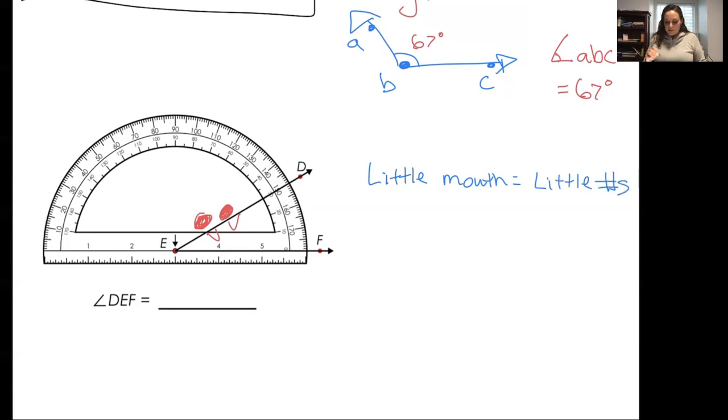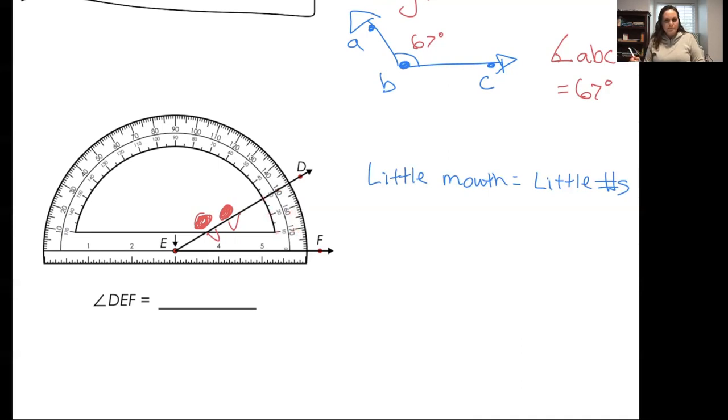So if I look inside my protractor in this space, I've got two different sets of numbers that we were talking about before. I've got numbers out here that are 170, 160, 150. Then if I look on the inside, I've got 10, 20, 30. If I've got a little mouth, I want to use the little numbers to help me figure out what degrees or how much he's eaten. So which do you think are the little numbers? Is it 170, 160, 150? Or is it 10, 20, 30?